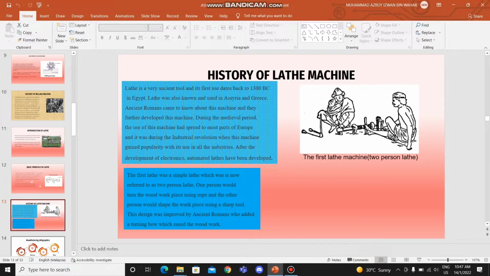The story of the lathe machine. The first lathe was a simple lathe, now referred to as a two-person lathe. One person would turn the workpiece using rope and the other person would shape the workpiece using a sharp tool. Its design was improved by the ancient Romans, who added a turning bow, which is used in woodwork. As you can see, this is the first lathe machine, with two persons making a workpiece.